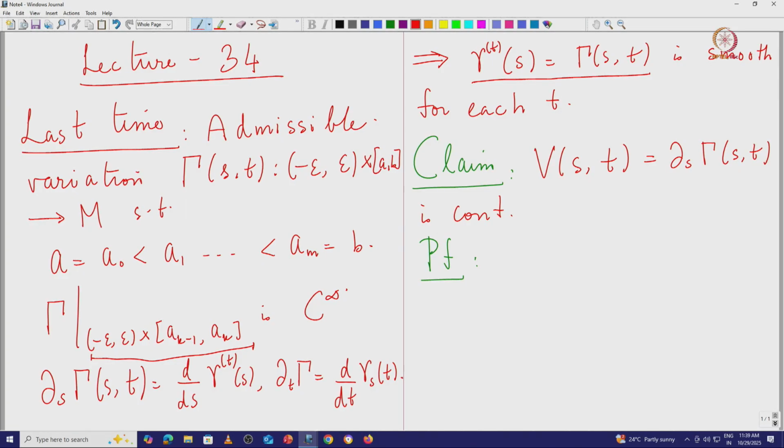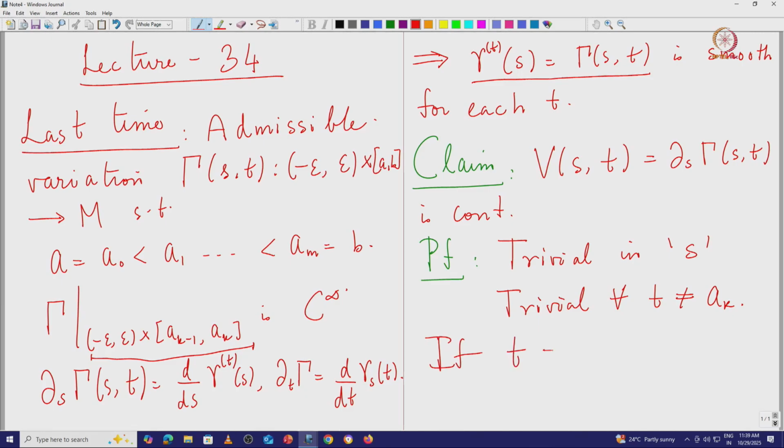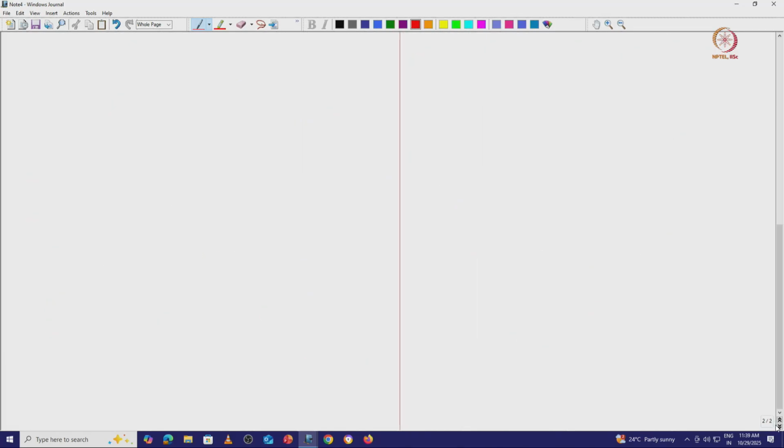On the other hand, the transverse curves are always smooth, and then I also claimed that if you look at the velocities of the transverse curves, they form a continuous function. So this is of course trivial from the definition in the variable s, and even in the variable t this is trivial for all t not equal to the problem points a_k, right. So now let us try to see that this is also continuous if t is one of these problem points a_k.